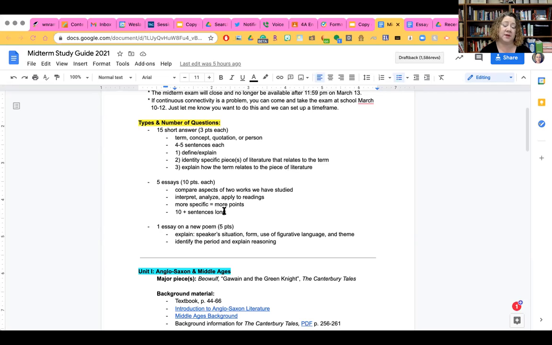There'll be one final essay that's worth 5 points where I will give you a new poem that we haven't studied. And with that poem, you'll have to write a few sentences about the qualities of the poem itself, like the speaker situation, the form, figurative language. Might have to come up with a theme. Not all those things, but it will probably be one or two of those things depending on the poem, because there are different poems that you might get.